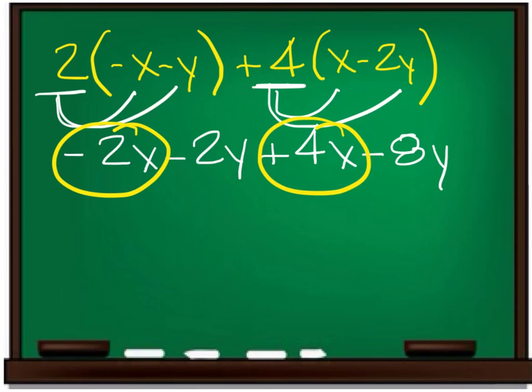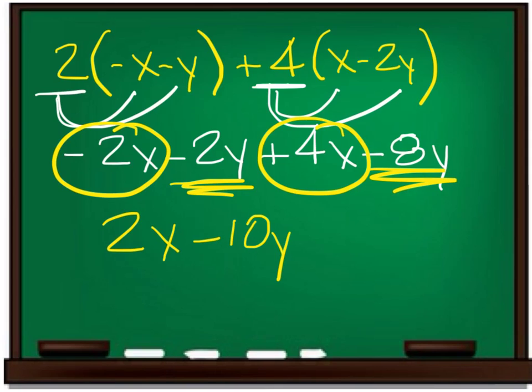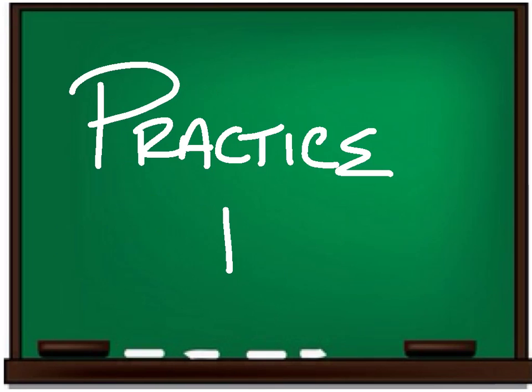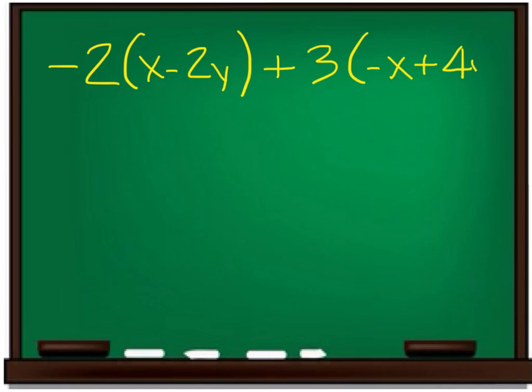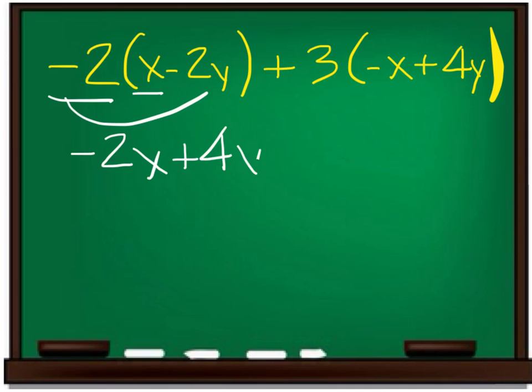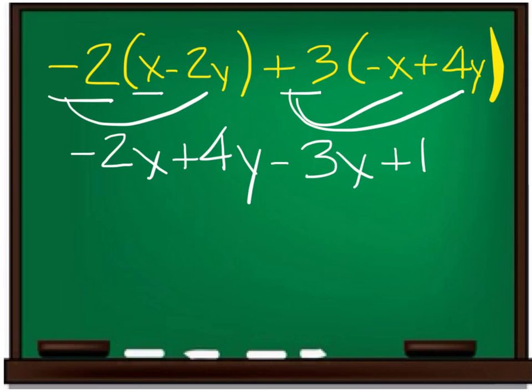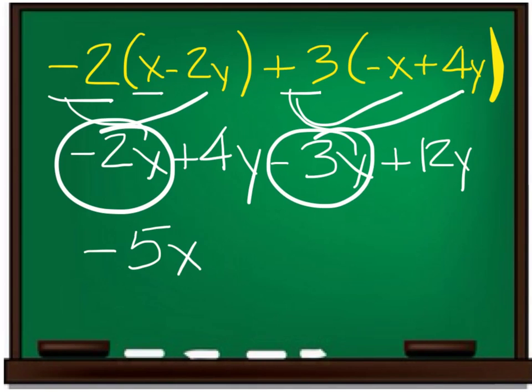Negative 2x plus 4x is 2x. Negative 2y minus 8y is minus 10y. Negative 2 times x is negative 2x. Negative 2 times negative 2y is plus 4y. And 3 times negative x is negative 3x. 3 times 4y is plus 12y. Negative 2x minus 3x is negative 5x. 4y plus 12y is 16y.